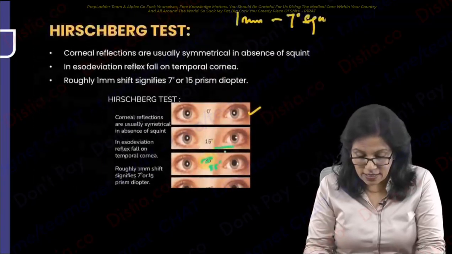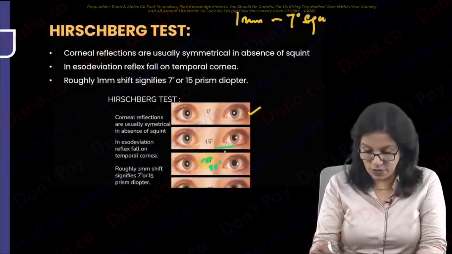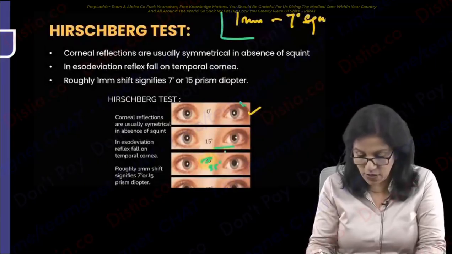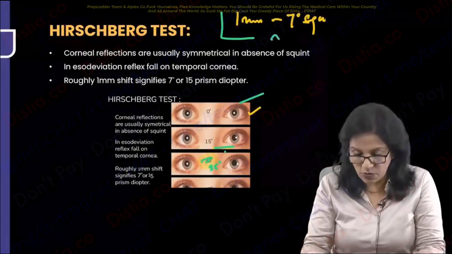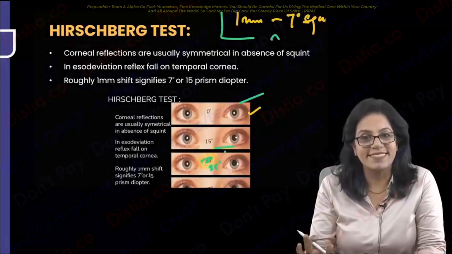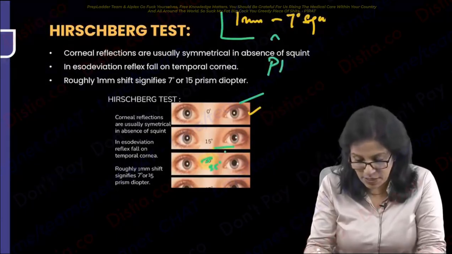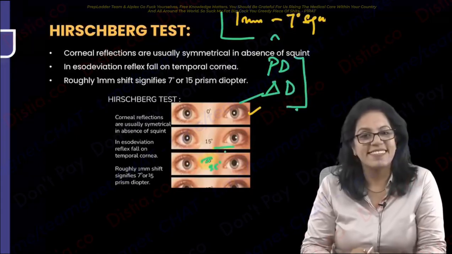So this is what is Hirschberg test. But what is very important, you should know 1 millimeter. If this is the normal, 1 millimeter deviation amounts to 7 degrees of squint, which is around 14 to 15 prism diopters. Prism diopters, we either write PD, and we make a prism and we write a delta. This is also prism diopter.